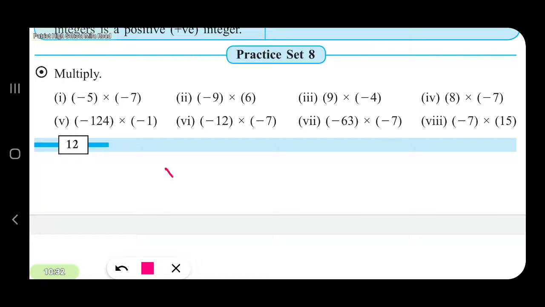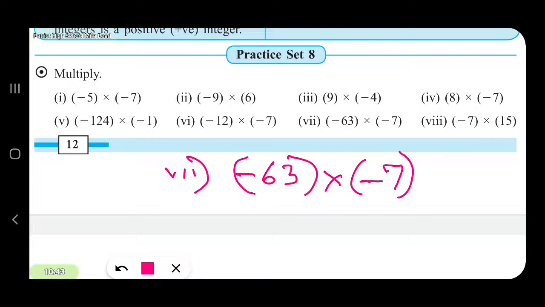The seventh example. Minus 63 is the first number and the second number is minus 7. So the product will be positive. 7 threes are 21, carry over 2. 7 sixes are 42, and 2 is 44. So it will be 441.